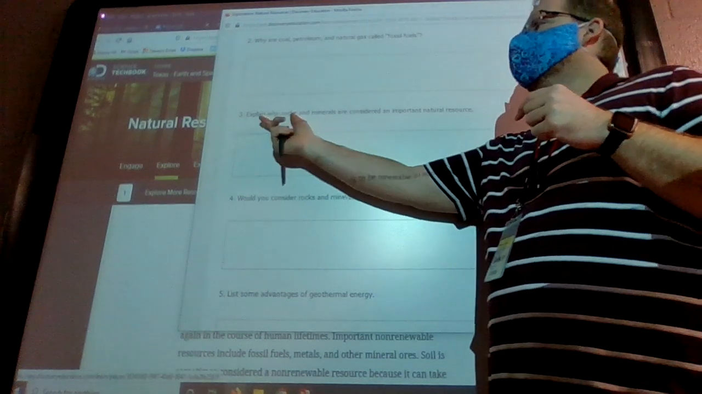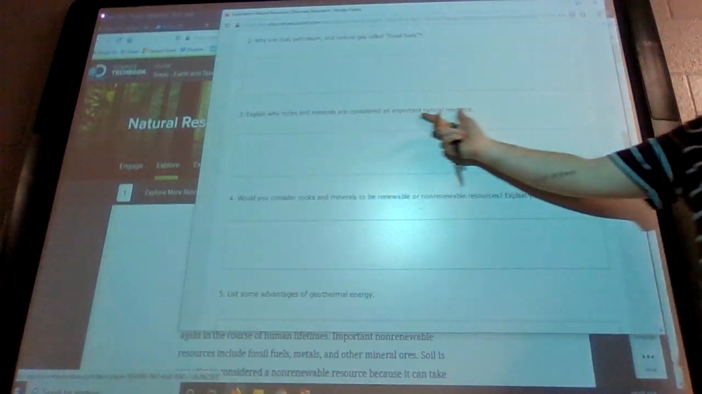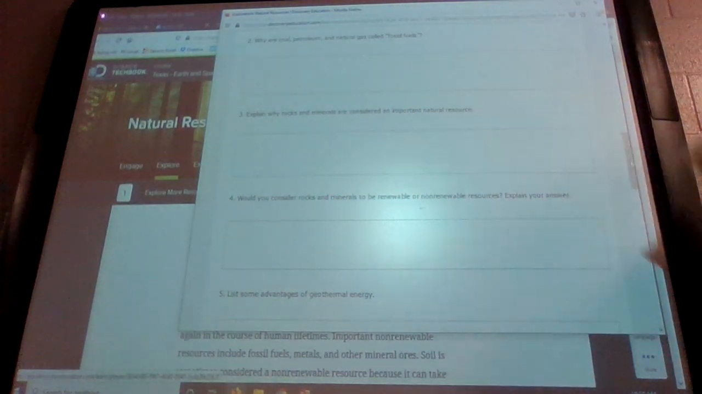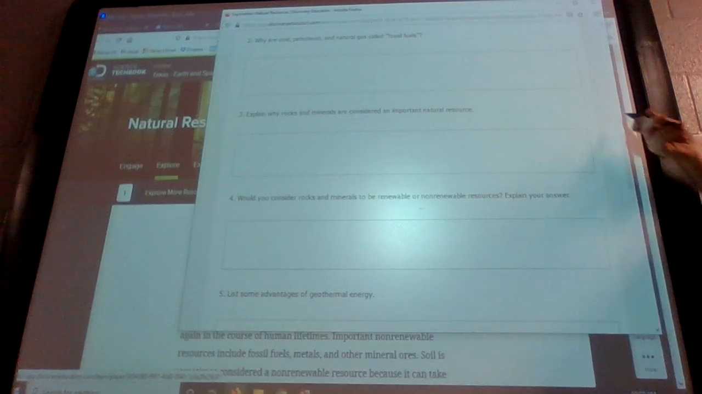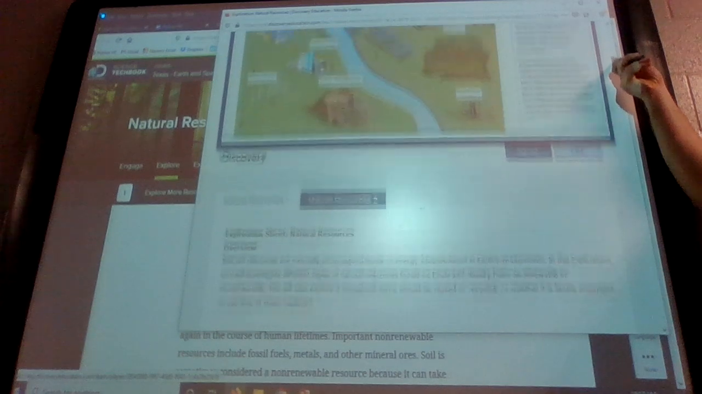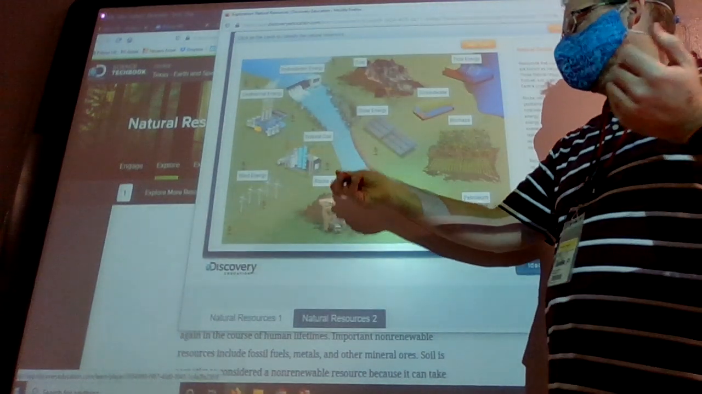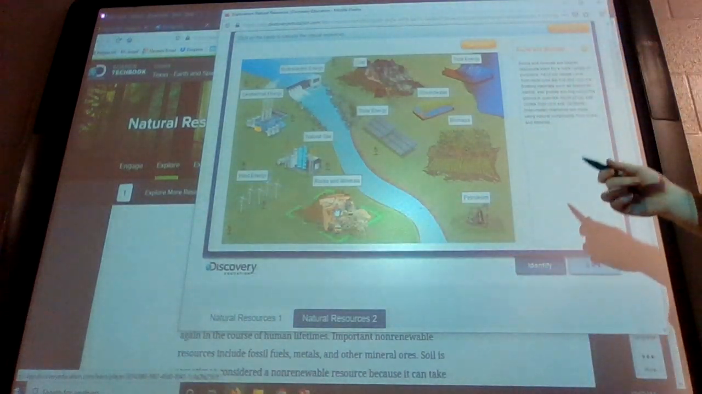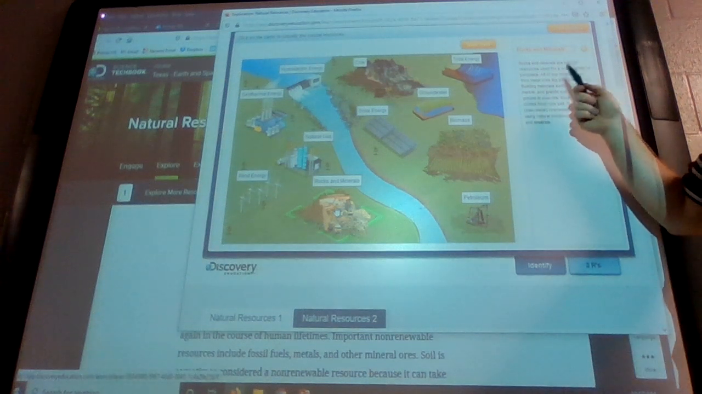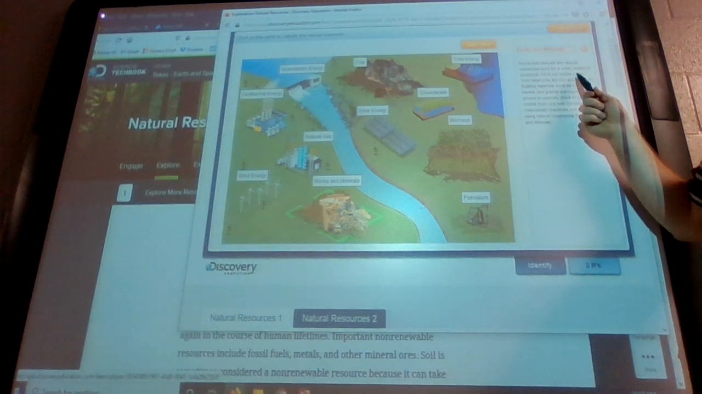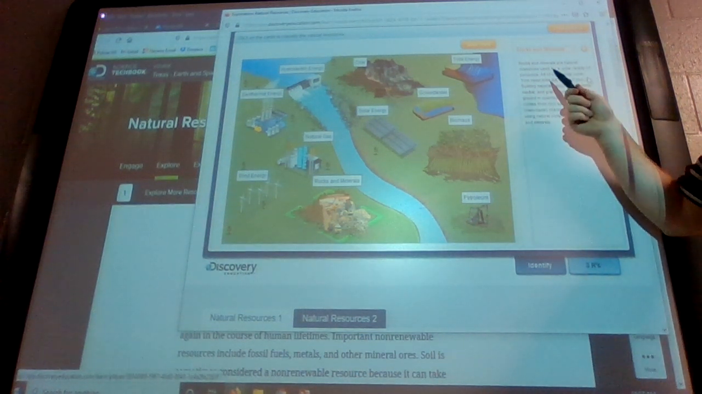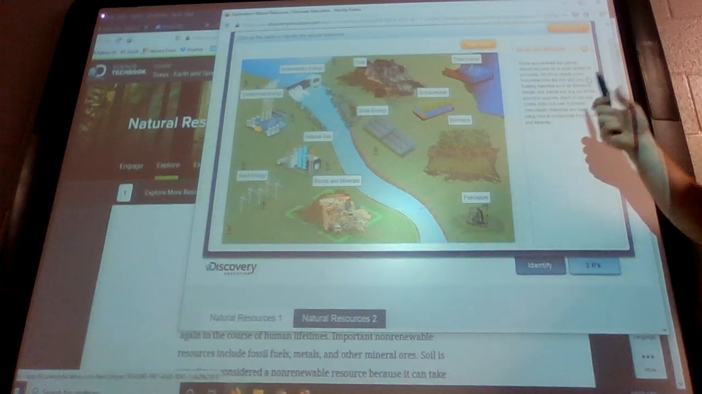So number 3, explain why rocks and minerals are considered an important natural resource. We use rocks and minerals to create a lot of the things that we have. Let's click on it and see if they have anything. Rocks and minerals are a natural resource for a wide variety of purposes. All of our metals and metal ores come from rocks and minerals.